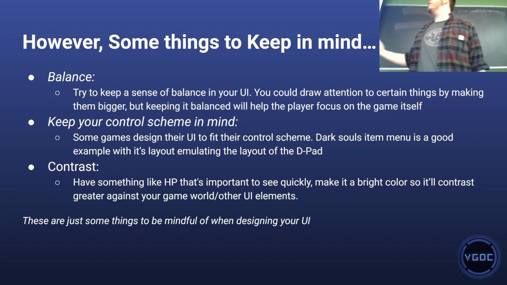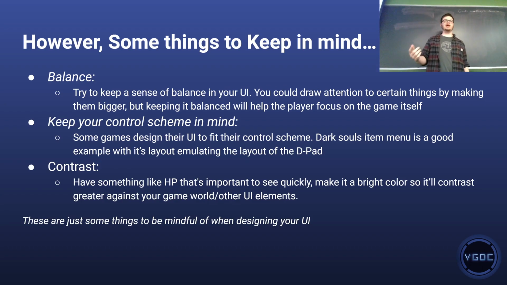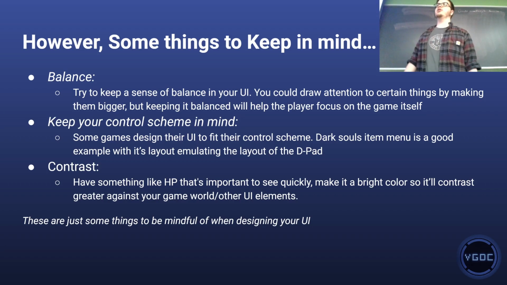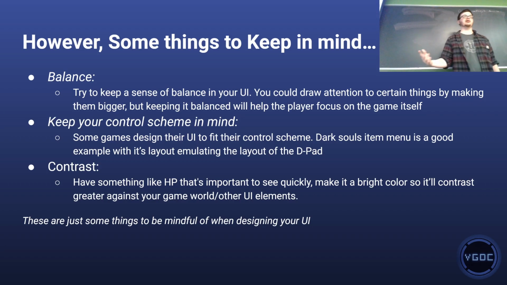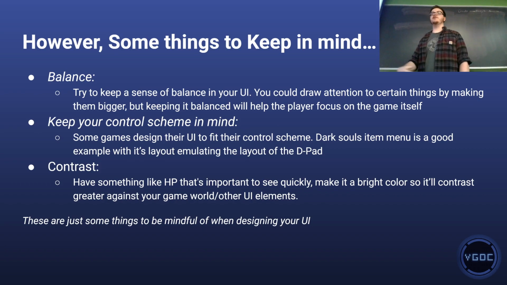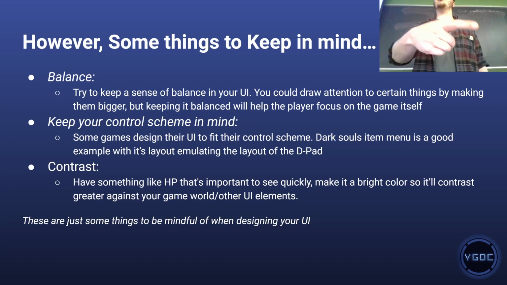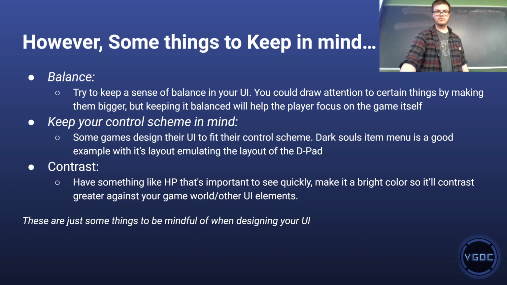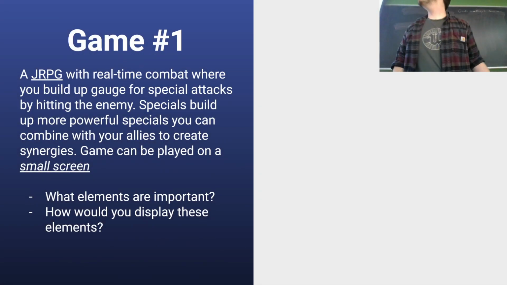And the last one is contrast. We're not going to be talking about a lot of the artistic side of UI. It's very important, but this is more about design-wise. But this is an important thing to keep in mind because it's a good way to draw attention to things that you think are important. For example, health is very important to be able to see. If you're playing a competitive first-person shooter, oh, I have 50 health. It'd be nice to be able to glance at that quickly and look back before making any actions. So with that in mind, we're going to start with this first game.